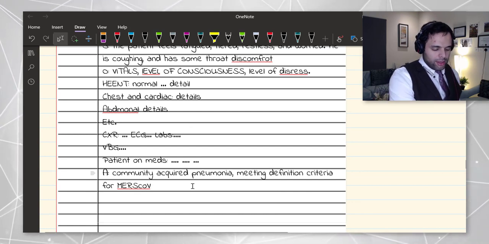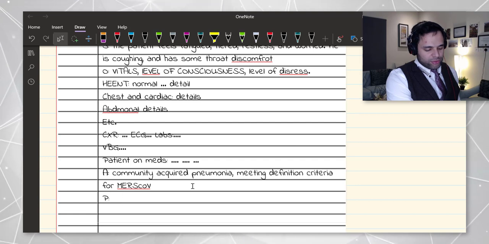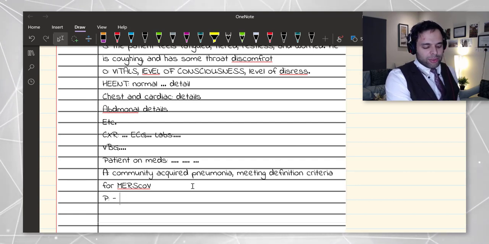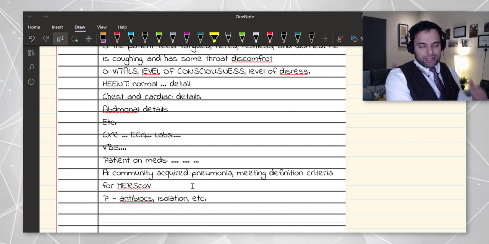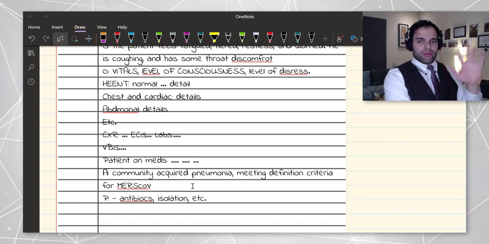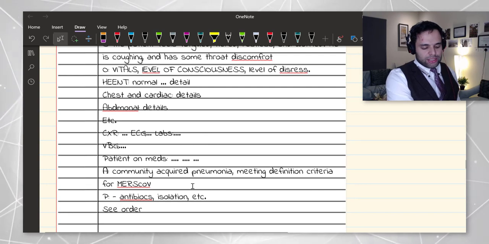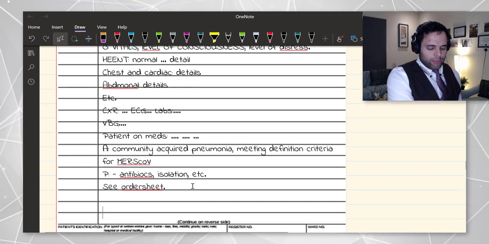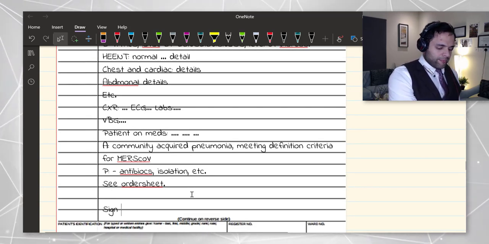And then plan, and you detail the plan objectives without specific doses. Some people will write doses, but I write generally what kind of antibiotics, isolation, etc. I'll mention what kind of antibiotics, the names, the kind of isolation, the kind of supportive care, the kind of non-pharmacologic therapy, and then I'll see order sheet. And then I'll detail, as I mentioned in the order sheet video, all of the things that need to be done. Then I will sign and stamp.